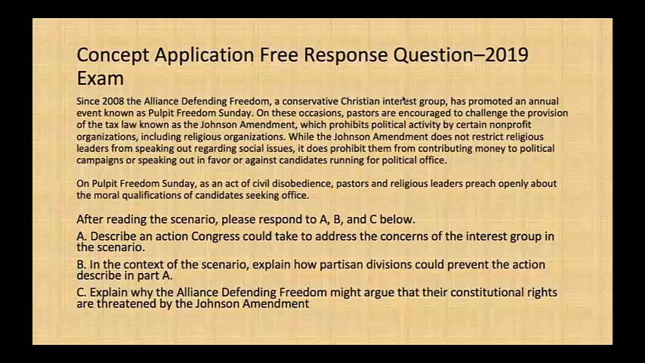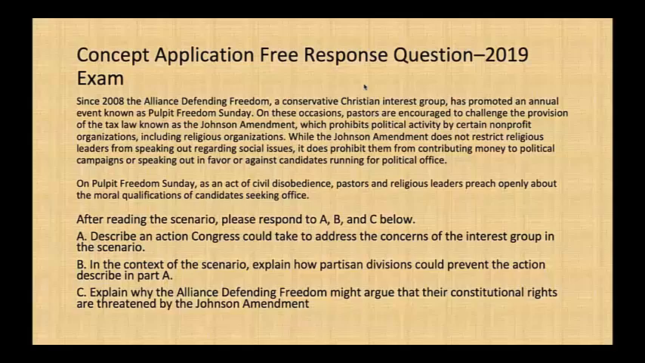The first question, as you know, is the concept application question. And these questions will always have a similar format. Kids will be given some kind of news story that has implications for government and politics, and then they need to respond to the scenario with information that they've learned in the class. And the A, B, and C parts are always going to be pretty similar to one another.